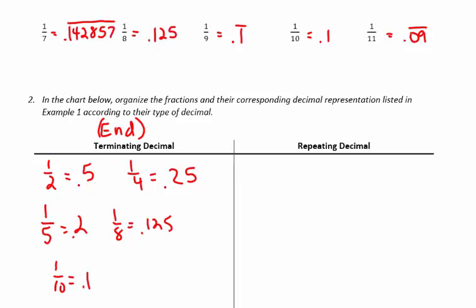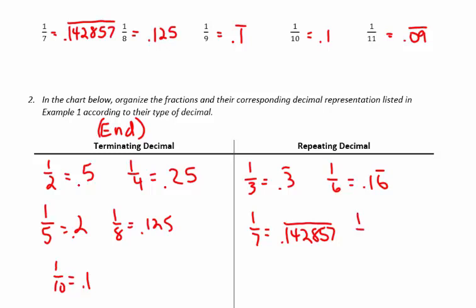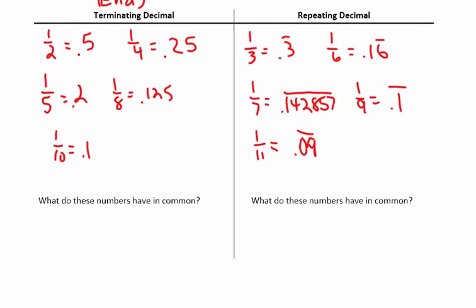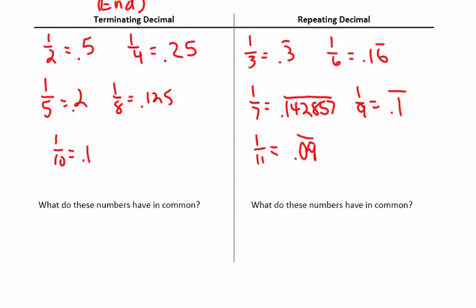The repeaters that I have, 1/3 is 0.3 repeating, 1/6 is 0.16 repeating, 1/7 is 0.142857 repeating, 1/9 is 0.1 repeating, and 1/11 is 0.09 repeating. So the next question says, what do you notice about these numbers? What do they have in common?